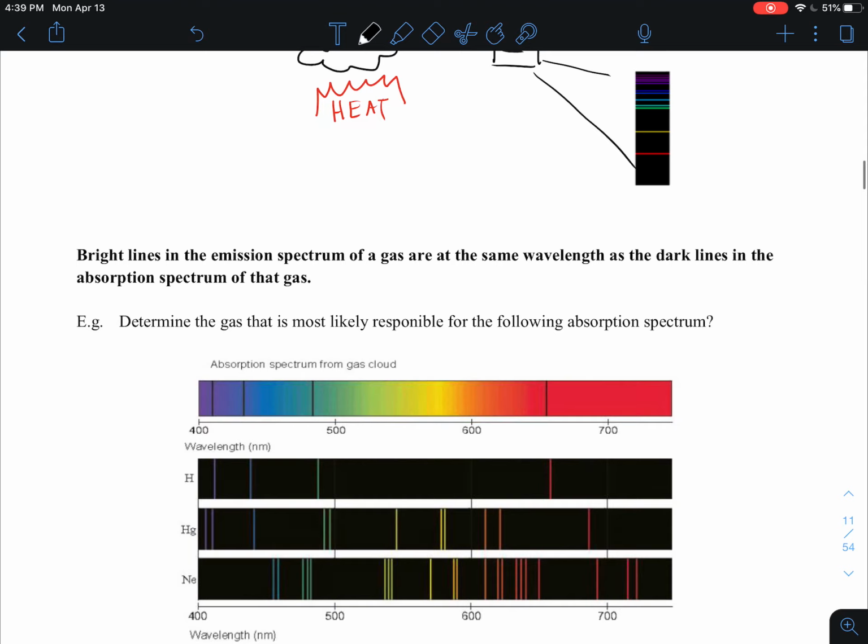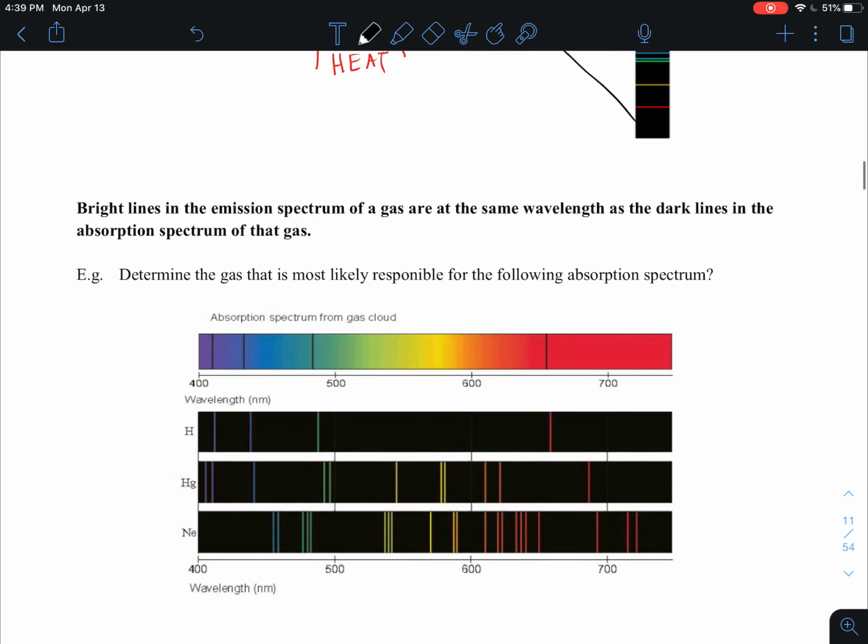So if I have bright lines in an emission spectrum and dark lines in an absorption spectrum, you should be able to quite obviously see that they correspond to the same colors, for example that of hydrogen, because the wavelength that was being absorbed by that gas is also being emitted by that same gas. And same thing, we go through and notice that there's a trend between these.